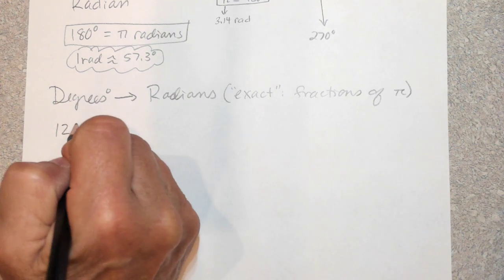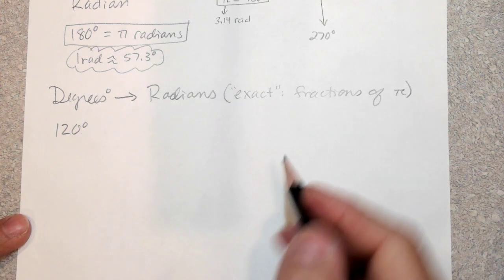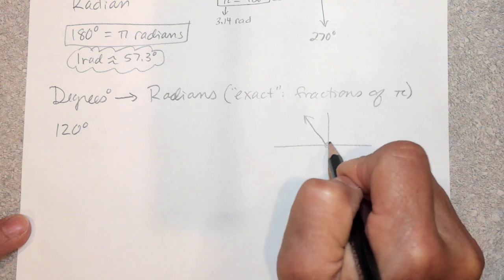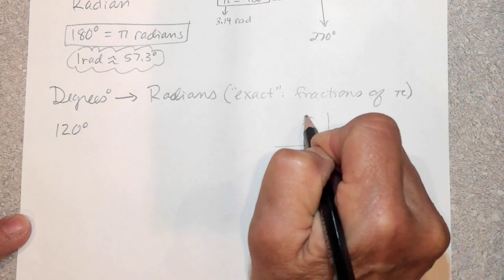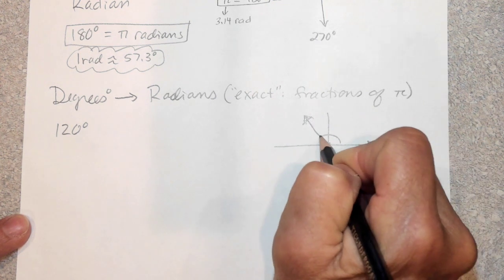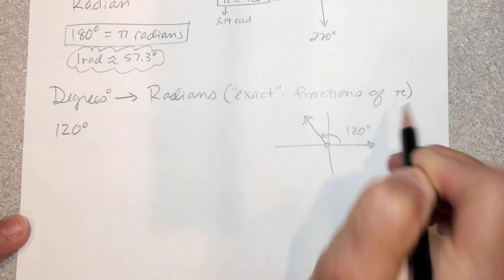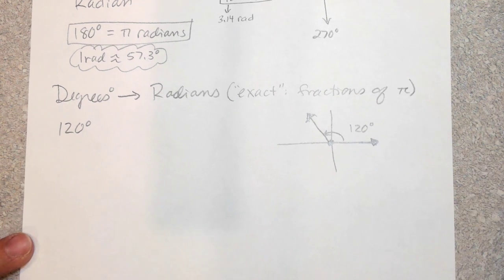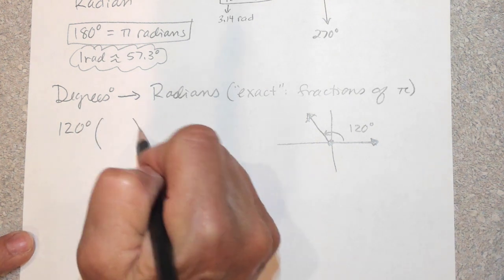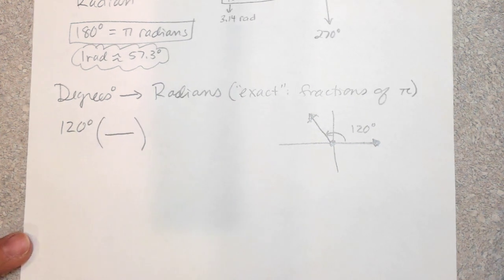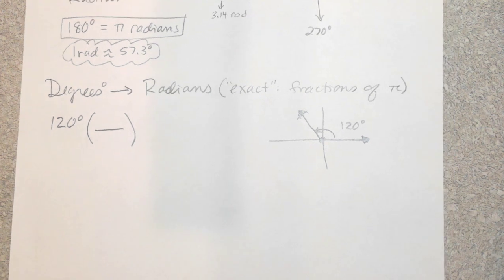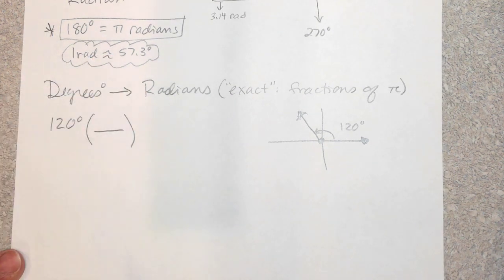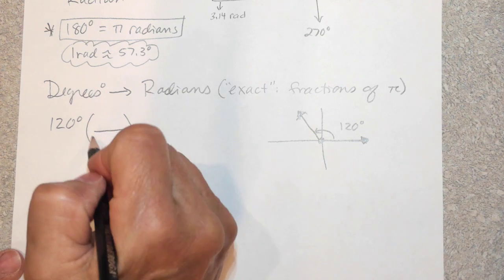So say I had, for example, 120 degrees, and I know what 120 degrees looks like. It's just 30 degrees past 90. I can draw that out pretty quickly and pretty confidently and say, hey, that's going to be 120 degrees because I have a good frame of reference from my experience with degrees. But if I have to draw it like we're going to have to with radians, I need to be able to convert that.